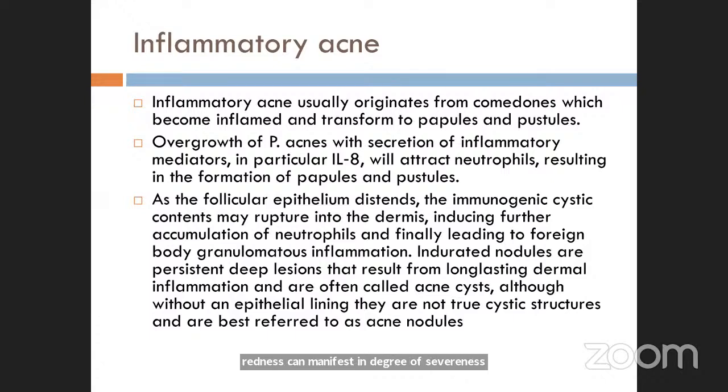So least severe is a papule. That means when you see a red lesion without any pus. Then when the inflammation increases, it goes on to become a pustule, and then it goes on to become a nodule. So what happens is that inflammation sets in and the follicle is blocked.